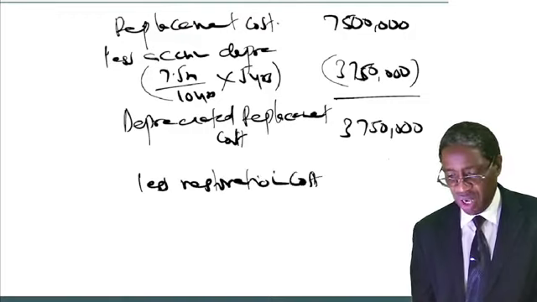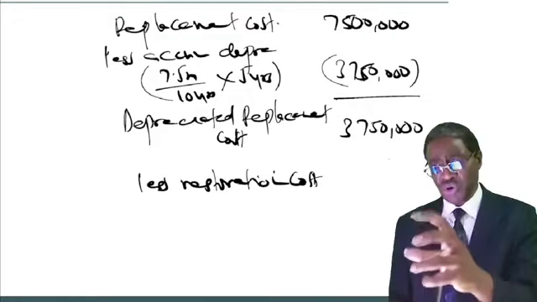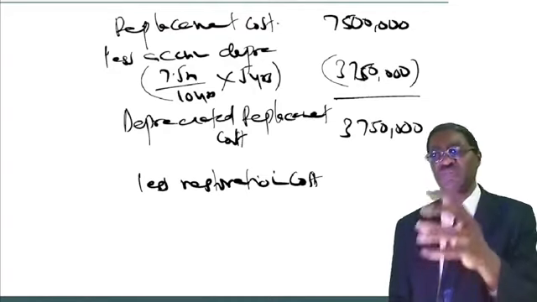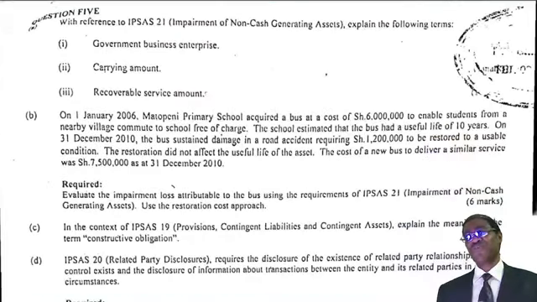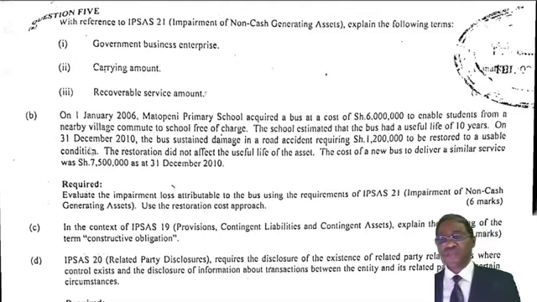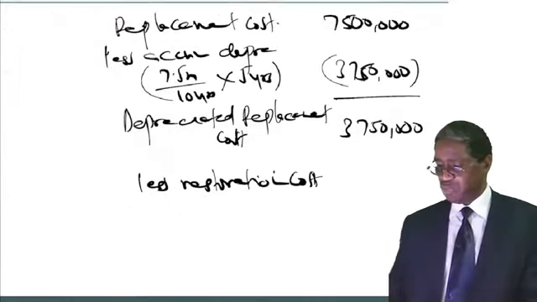Let's go and check how much the restoration cost is. The question says to restore the bus to a usable condition, what is the restoration cost? Let's go back to the question. I think it's the third line in part B. The third line says the bus sustained damage in a road accident requiring 1.2 million to be restored to a useful or usable condition. Good. So the restoration cost is 1.2. Let's deduct that 1.2.